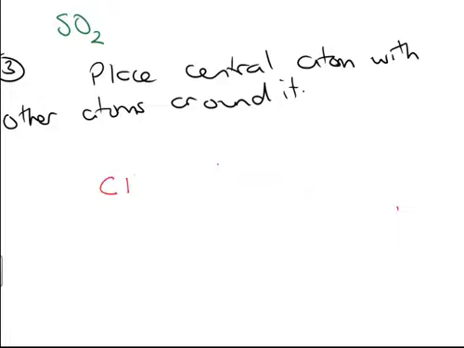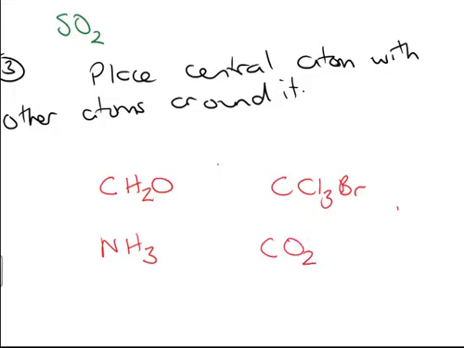If we had CH2O, which one is the central atom in each case? Because the first step, remember, is you'll be counting up the valence electrons for this. Then you've got to decide which one's the central atom. Well, carbon is always the central atom. That's one of the things you should know. And hydrogens are always on the outside. That means there are two atoms by themselves, but carbon is always going to be a central atom.